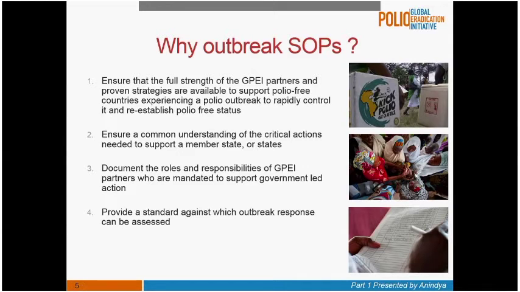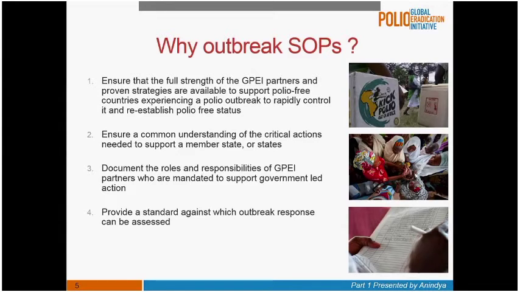We're on slide 5 now, which again takes a broad, 30,000 feet level view of why the outbreak standard operating procedures exist. This, as I said, ensures that the full strength of the GPEI partners and proven strategies are available to support polio-free countries, and ensures a common understanding of the critical actions, because the Global Polio Eradication Initiative does not stand alone. There are the partners, WHO, UNICEF, CDC, Rotary, and the Gates Foundation. Definitely they're there, plus national governments, who are a key component for success of any global program. So all of them are on the same page because all of them will refer to these common outbreak SOPs.